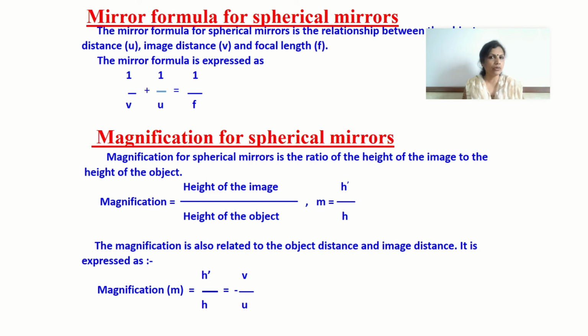You have to learn the derivation for why we are taking minus here. This is not for us for this particular year, standard 10th. We will be learning this in the coming years, maybe 11th or 12th standard. So you just have to keep in mind that the magnification is equal to minus v upon u. Alright, so this is about the spherical mirrors.